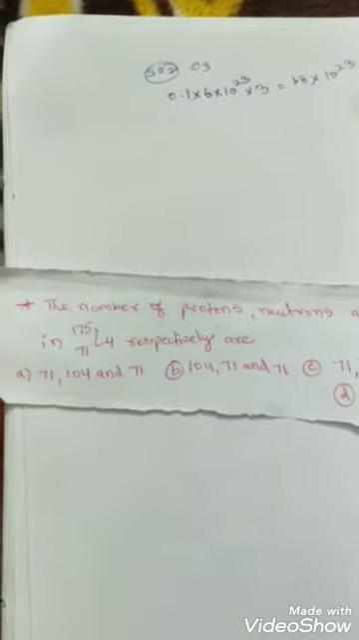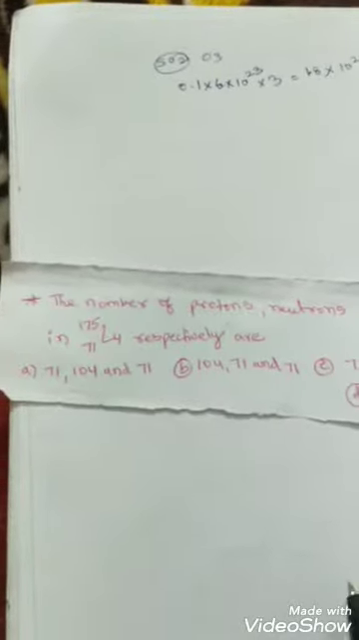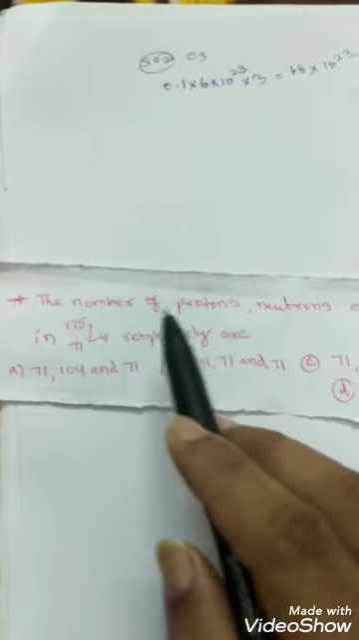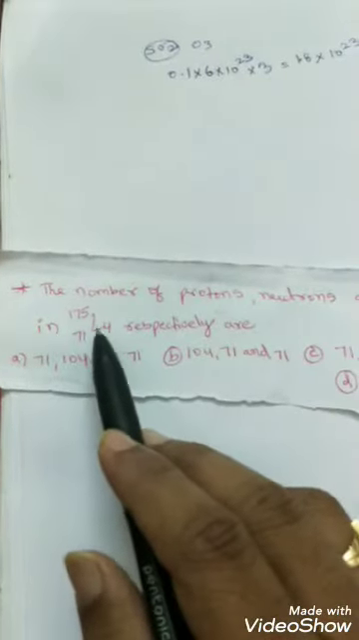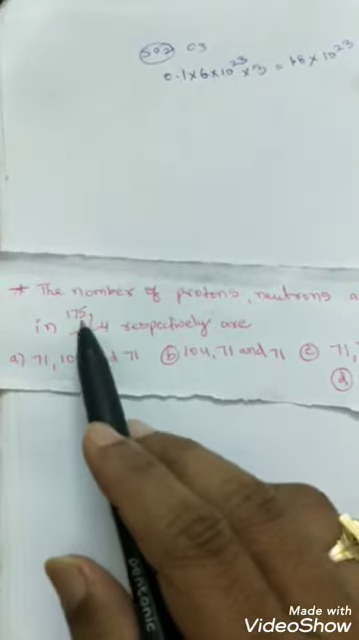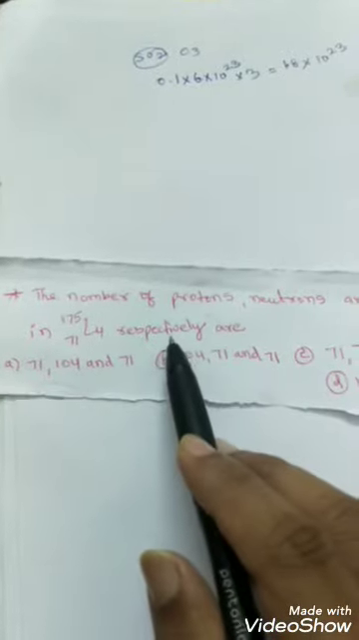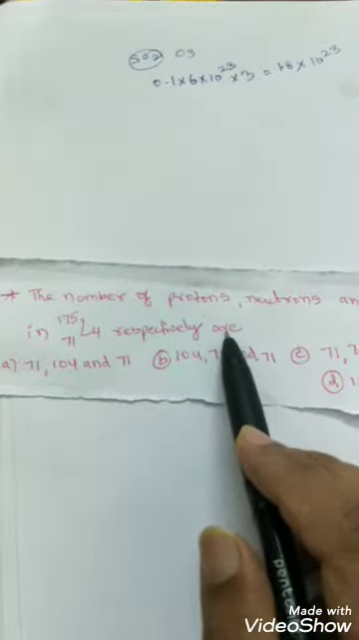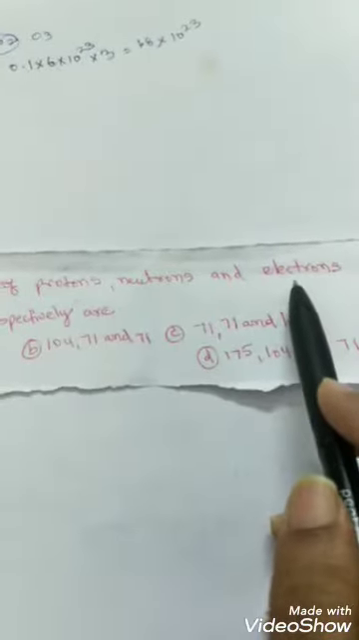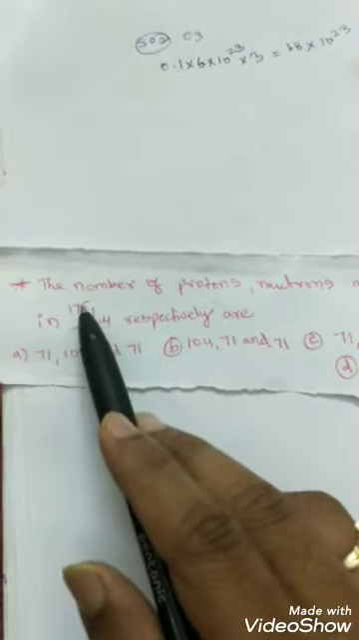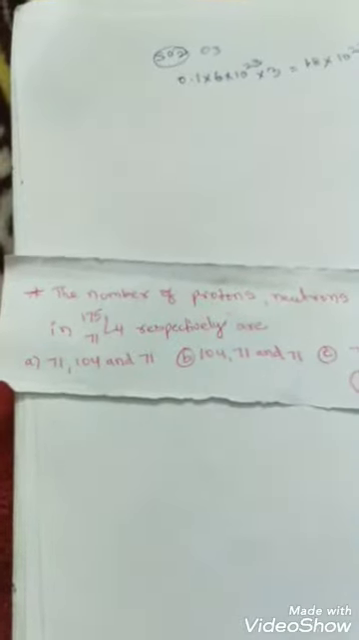Okay, let's see another question. The number of protons, neutrons and electrons present in lutetium, Lu 71, 175, respectively are what? So we have to find the number of protons, neutrons and electrons in lutetium 71, 175. For any element given like this, how can you say that?